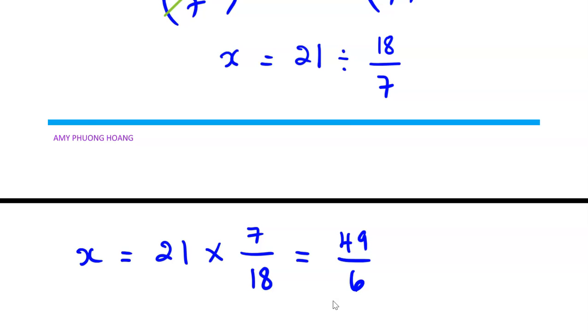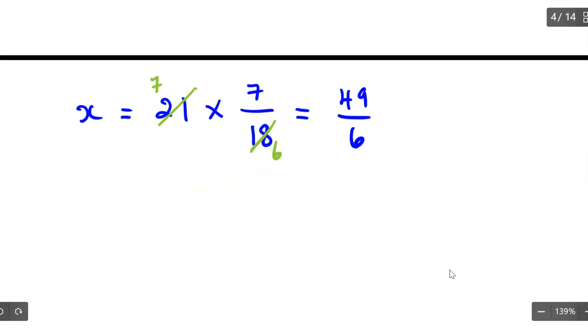Now I can show everyone the quick way to do this as well. 21, I can simplify with 3, so that will give me 7 left. And simplify 18 with 3, I get 6 left. So I divide the 21 by 3 and the 18 by 3, and I get 7 and 6. So 7 times 7 is 49, and 6 remains as the denominator. Okay, so let's check the solution.